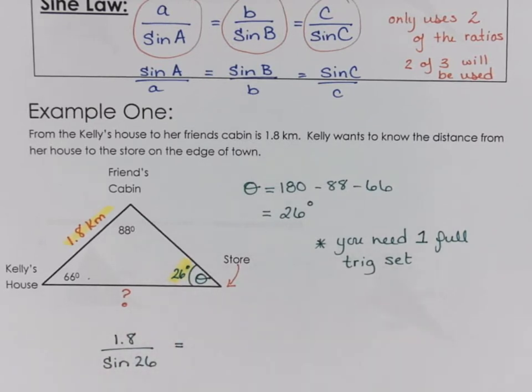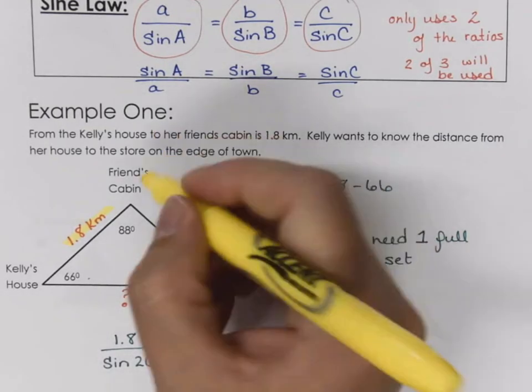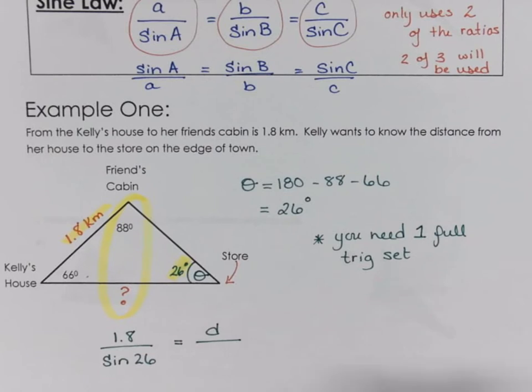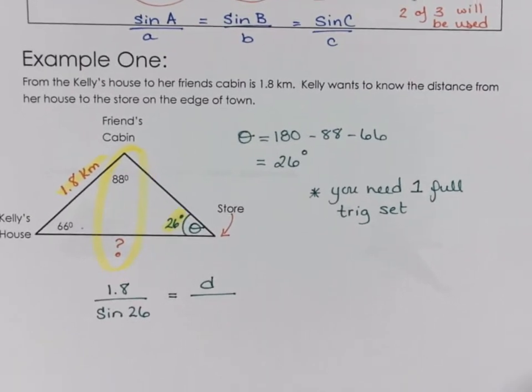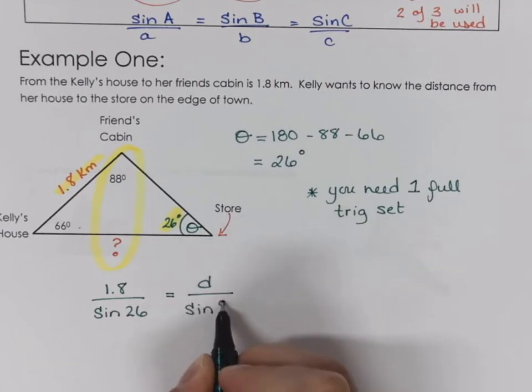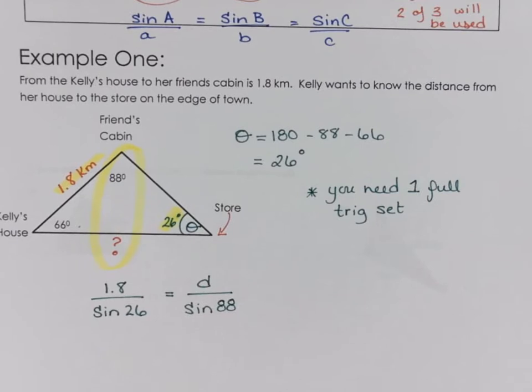Now what side am I looking for? The question mark side, right? So what angle matches with the question mark? 88. So this is the other ratio that I need to use. Do I know the side length? No, I don't. I'm going to call it D for distance. I find using question marks seems so grade 1. And then on the bottom, we know its matching angle is sine of 88.